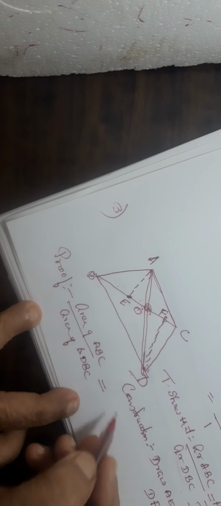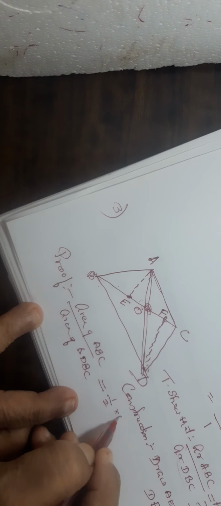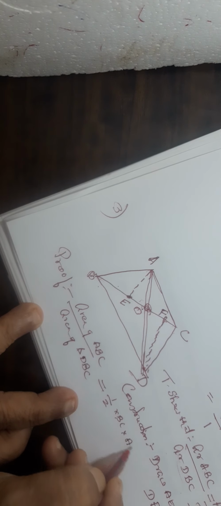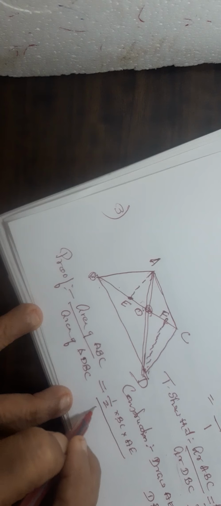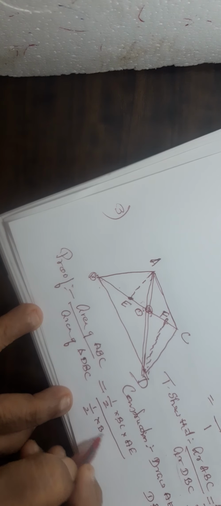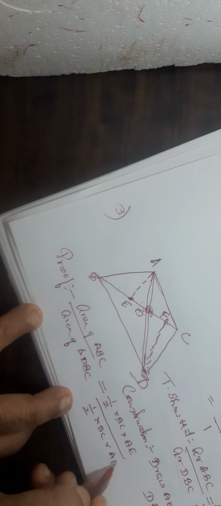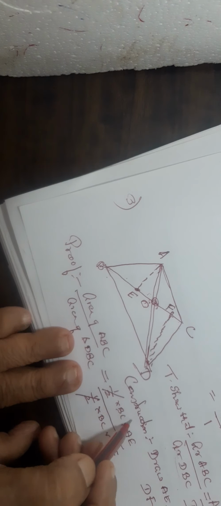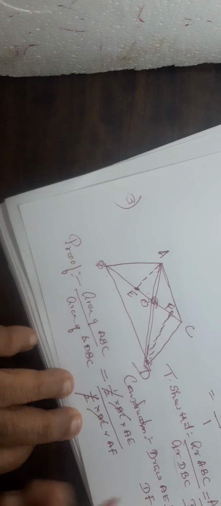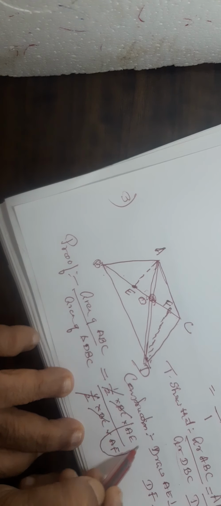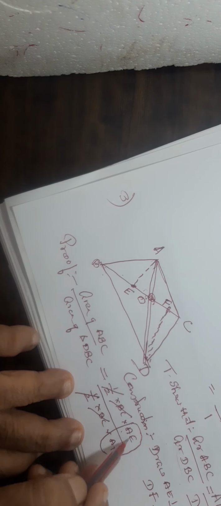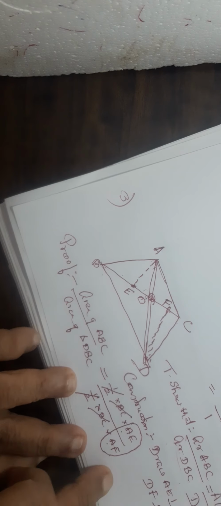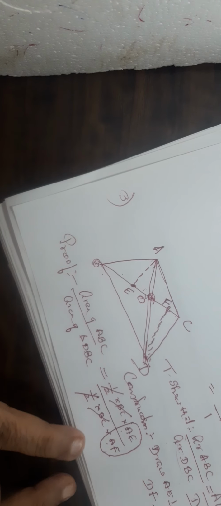First of all, I'll write there half base into height. So half BC into AE. And then here also I will do the same, half BC into DF. Now half will cancel. It is nearly like the theorem I told you. BC and BC will cancel, and you have got a ratio here, AE by DF. But we have got this according to the formula and all.